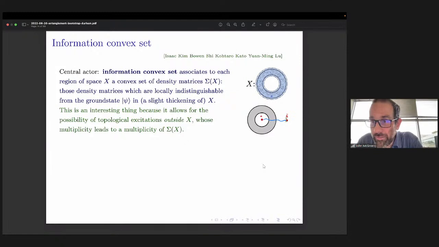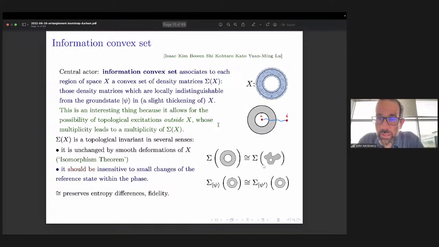And so the states in the information convex set know about these kinds of excitations that can't be created locally. Right? So the key thing about an anion is that it's not created by a local operator, rather it's created by the end of a string. The interior of the string preserves the vacuum, but nevertheless it does something non-local to the density matrix on this annulus. Okay, so this is the key definition.